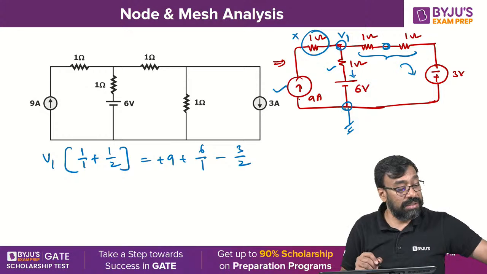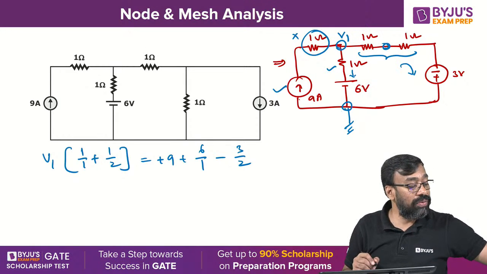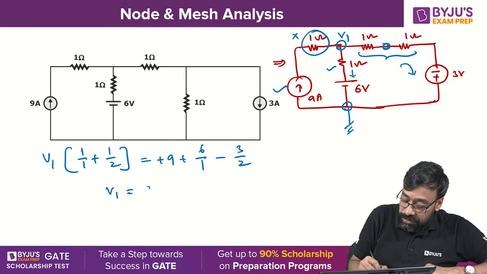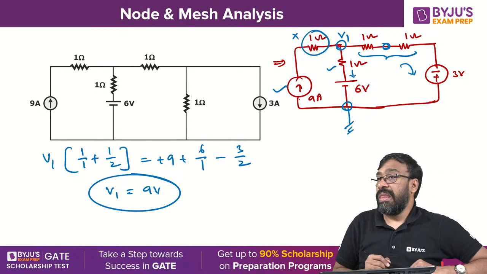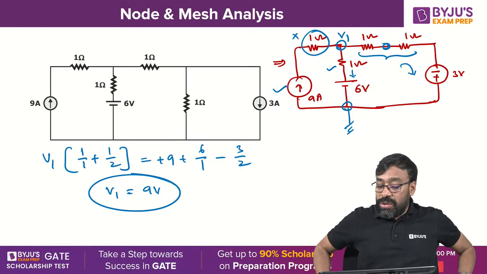I hope you understand this. I'll give you directly the value. Please note down. I think you will get 9 volts here. V1 is equal to 9 volts. You understand, okay? V1 is equal to 9 volts. I think all of you got this answer.